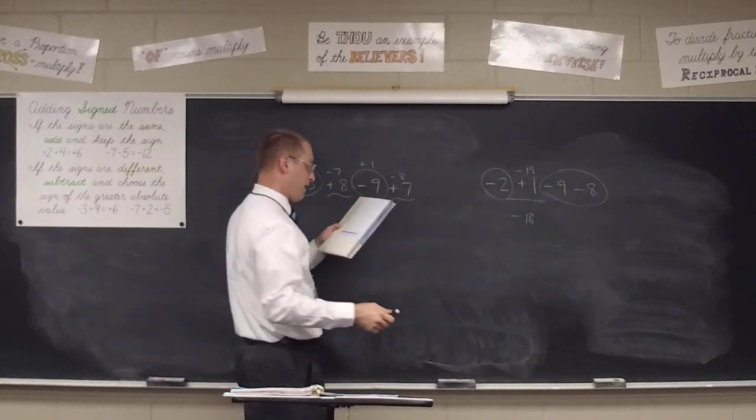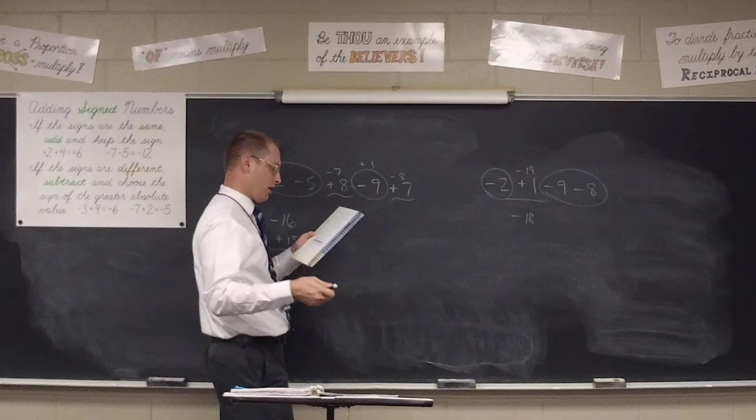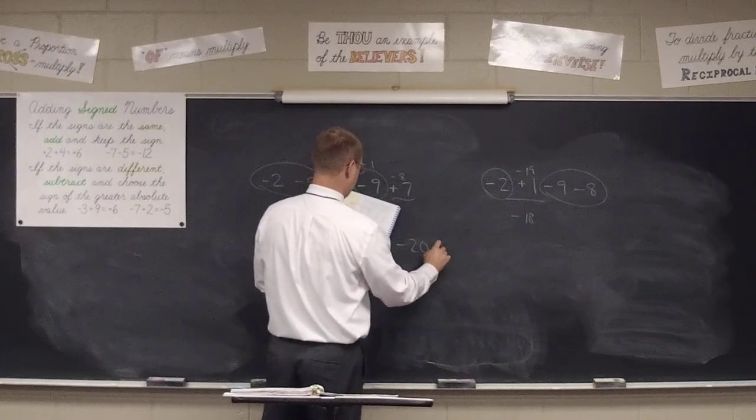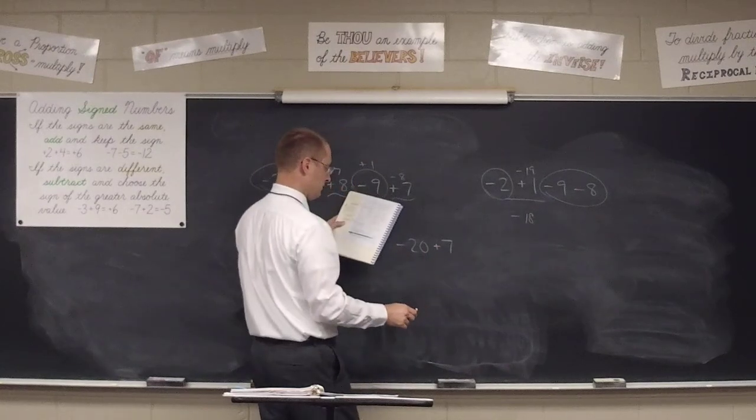Look at 55 right below it. How would I write this problem down, Aubrey? Negative 20 plus 7. Not plus 7, positive 7.